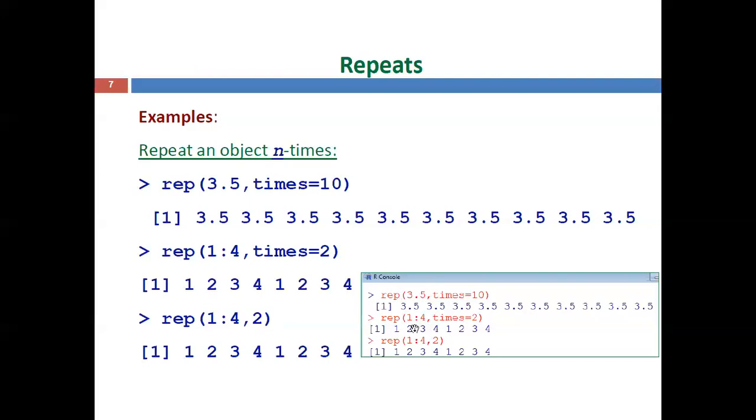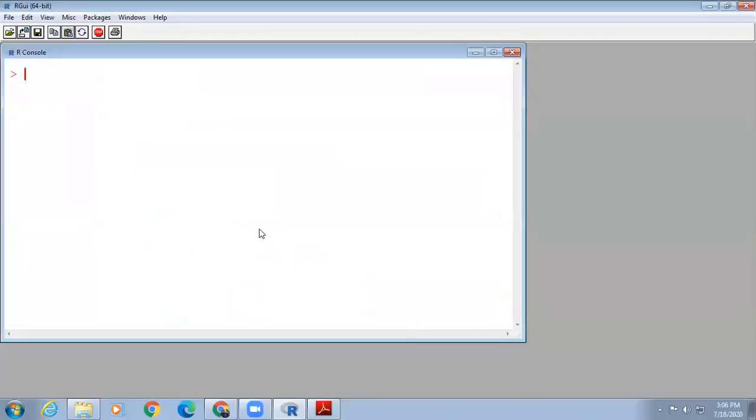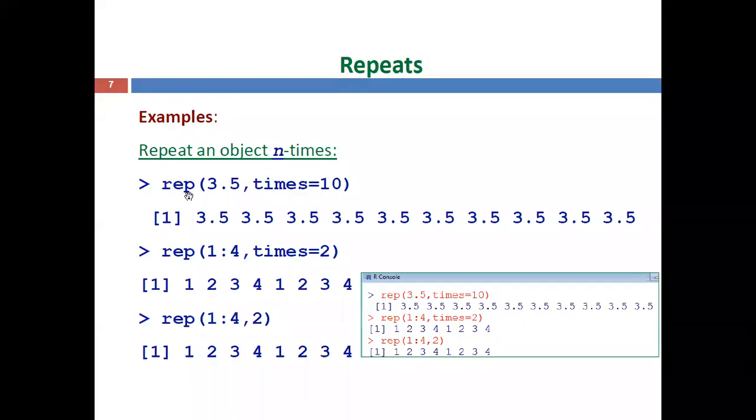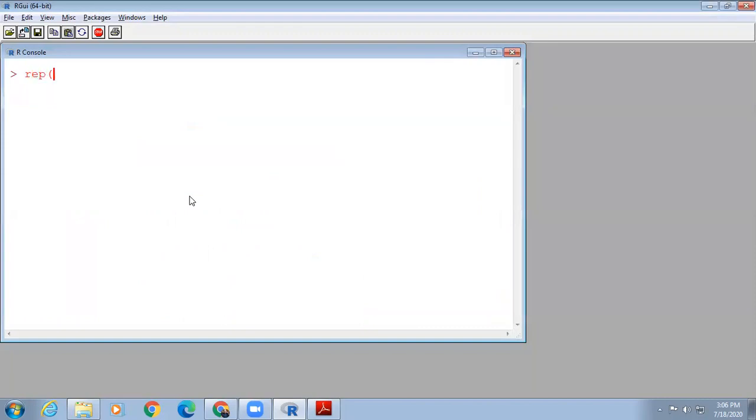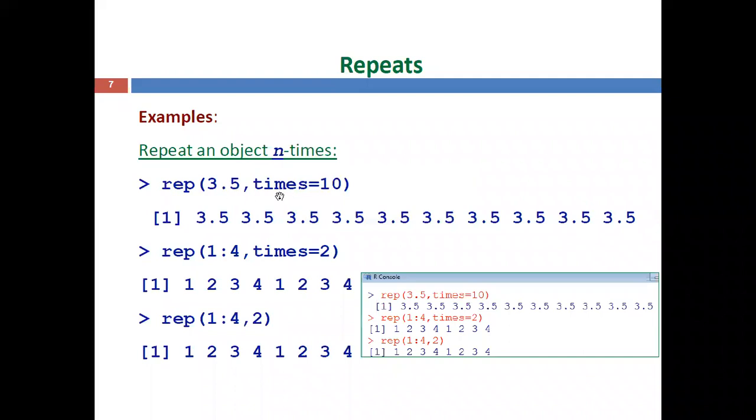Now we'll also execute these three commands. Now see the live demonstration. All of you open our R software, then type these commands. First one is rep of a particular value 3.5, with times equal to 10. So 3.5 is replicated 10 times. Whenever you type the command and press enter, the output is 3.5 repeated 10 times. That is the first command execution.